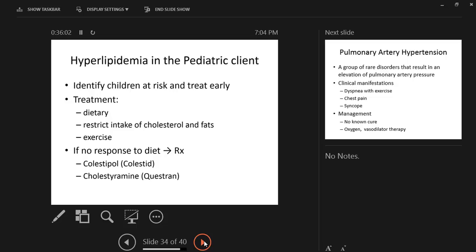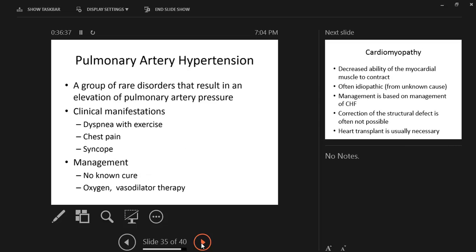So if we know that's in a kid's family, we need to treat them early with preventative diet and restrict the intake of cholesterol and fats, and also exercise. Now this almost always, unless it is something genetic, will help children to not have to go on medicine. But if they cannot get it down with diet and exercise, then they'll do cholestyramine or Questran, which you've probably seen with adults. It's a little mix that makes a little orange drink, or can be put in juice.